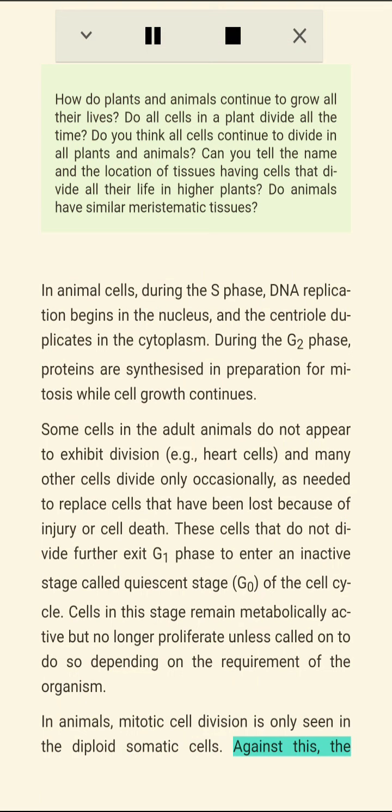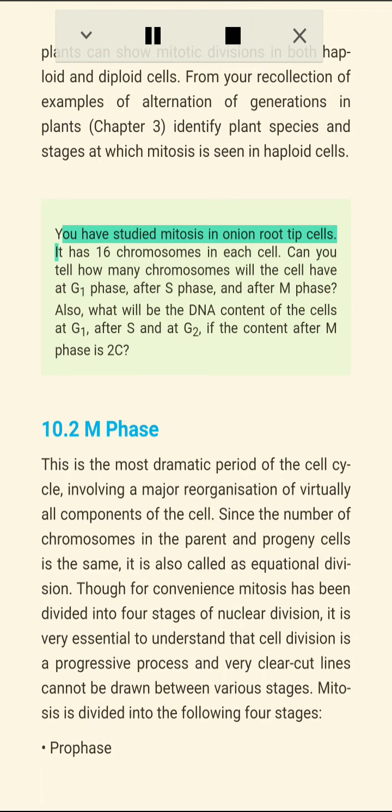Against this, the plants can show meiotic divisions in both haploid and diploid cells. From your recollection of examples of alternation of generations in plants, Chapter 3, identify plant species and stages at which mitosis is seen in haploid cells.